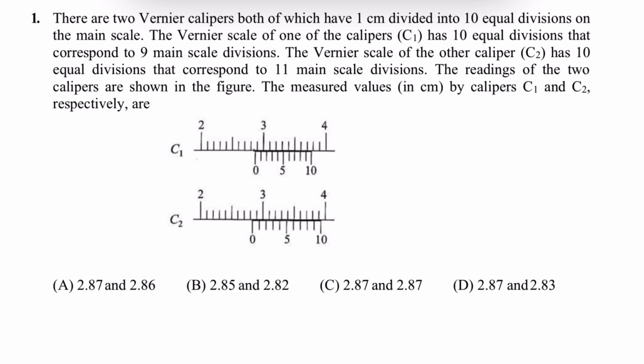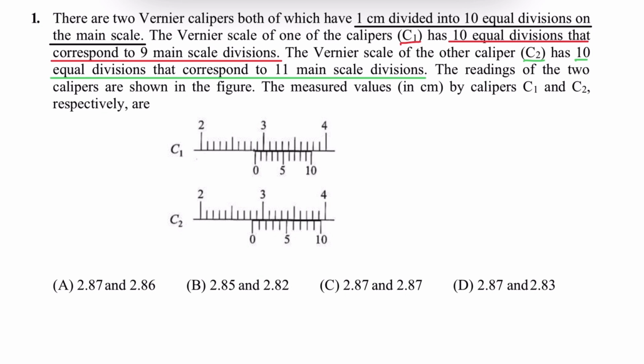There are two Vernier calipers, both of which have 1 centimeter divided into 10 equal divisions on the main scale. The vernier scale of one of the calipers, C1, has 10 equal divisions that correspond to 9 main scale divisions. The vernier scale of the other caliper, C2, has 10 equal divisions that correspond to 11 main scale divisions. The readings of the two calipers are shown in the figure. The measured values in centimeters by the calipers C1 and C2 respectively are.